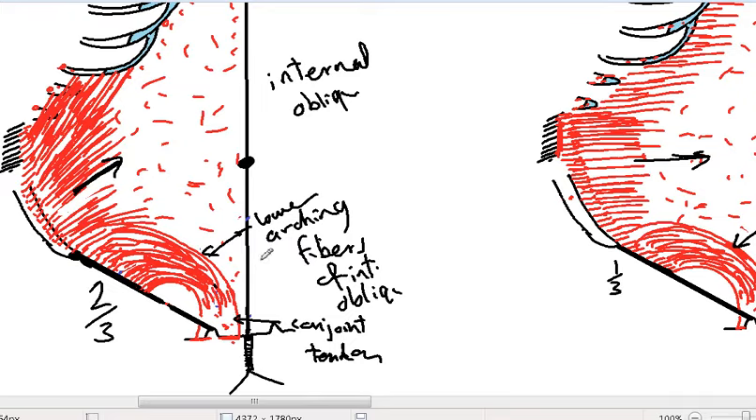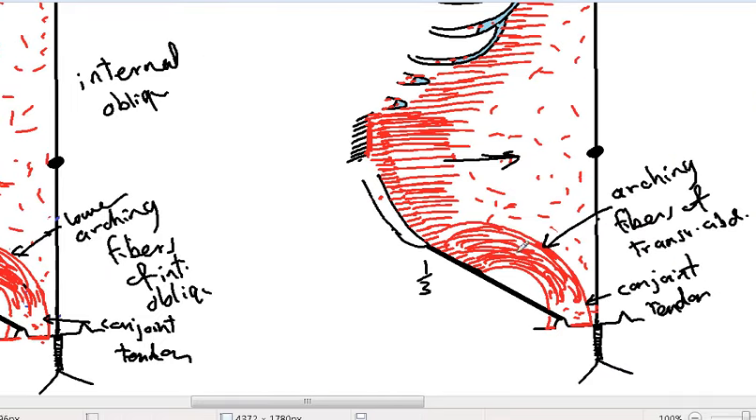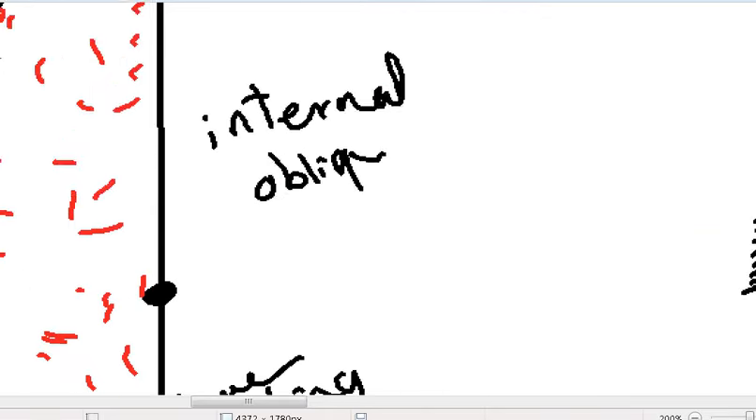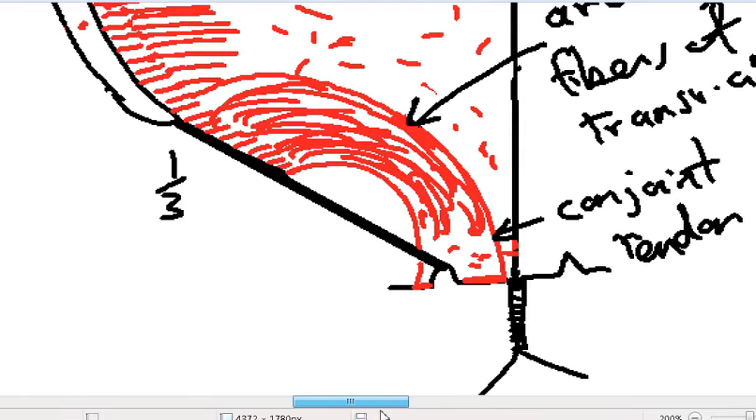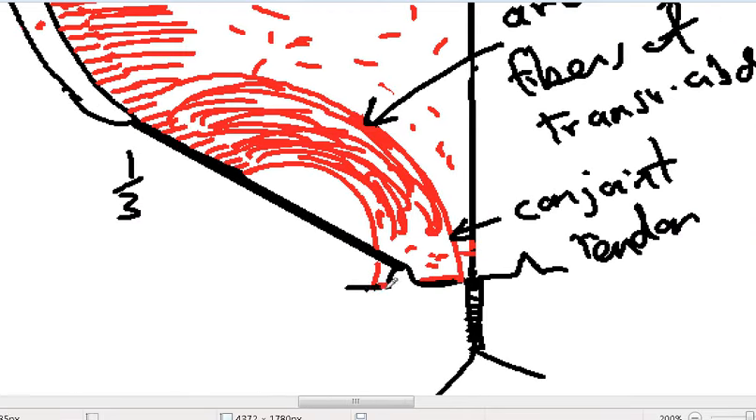These two arching fibers of internal oblique and of transversus, the two arching fibers, you need to form the conjoint tendon. And if you see here, the conjoint tendon is attached to the pubic crest and pectineal line. Remember, this is the pubic tubercle. The conjoint tendon here is attached to the pubic crest and to the pectineal line. Also, between the arching fibers of transversus abdominis and the inguinal ligament, we have this space called inguinal canal.